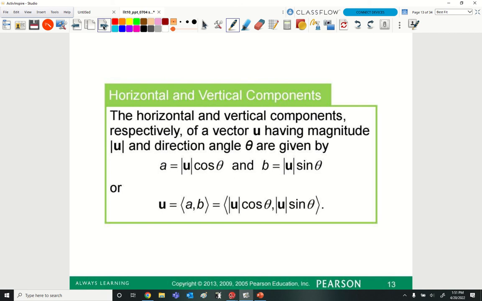Now, horizontal and vertical components. This is going to be probably one of the bigger parts because this goes into the next unit. It says the horizontal and vertical components of vector u having magnitude u and directional angle theta are given by A, which is my x direction, equal to u, my magnitude, times cosine theta. B is my magnitude times sine theta. So when we put that together, we can write it out in this format.